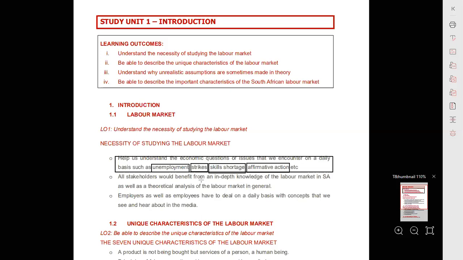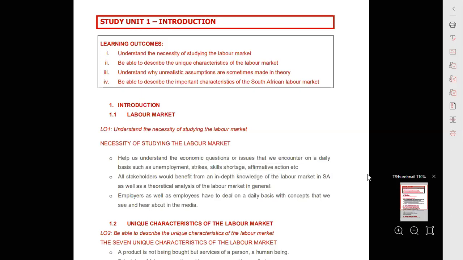Employers as well as employees have to deal on a daily basis with concepts that we see and hear about in the media. So those are the necessity of studying the labor market. Those are the reasons behind studying the labor market.